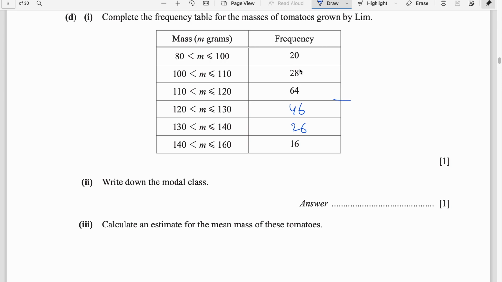Write down the modal class. Looking at the frequency, the highest frequency is 64. So the modal class is 110 < m ≤ 120.